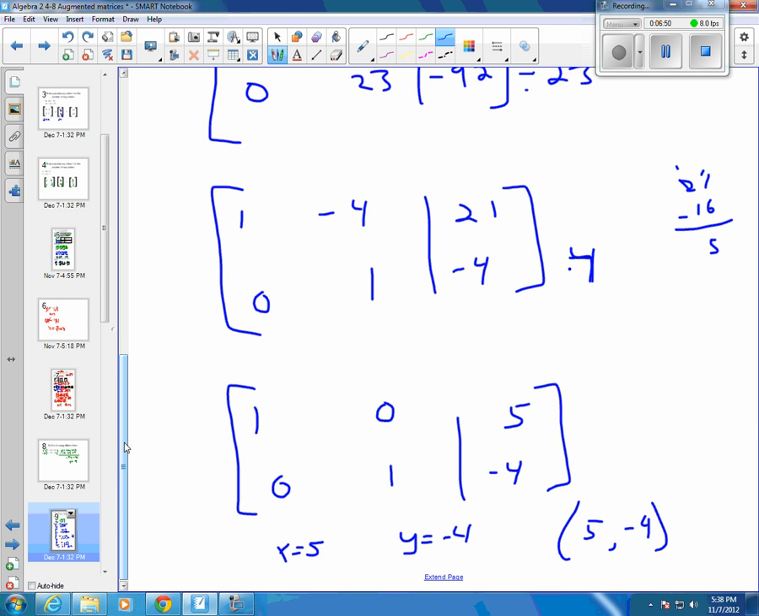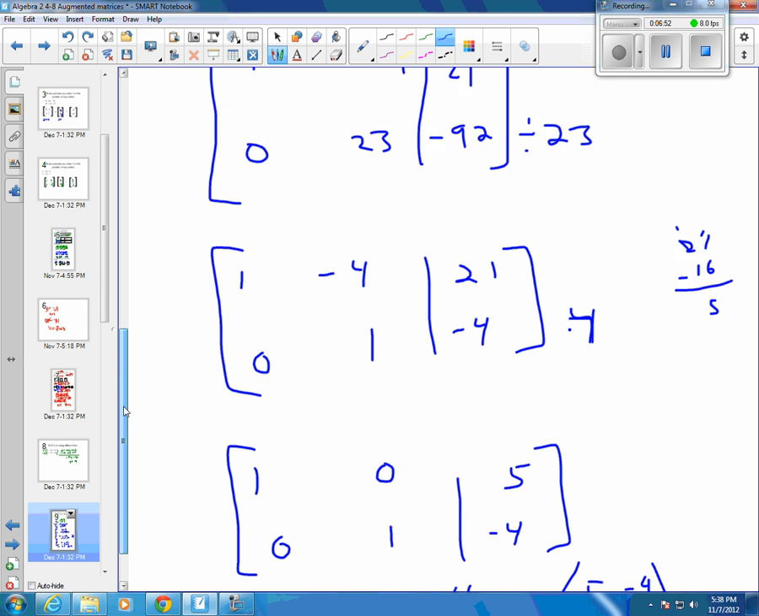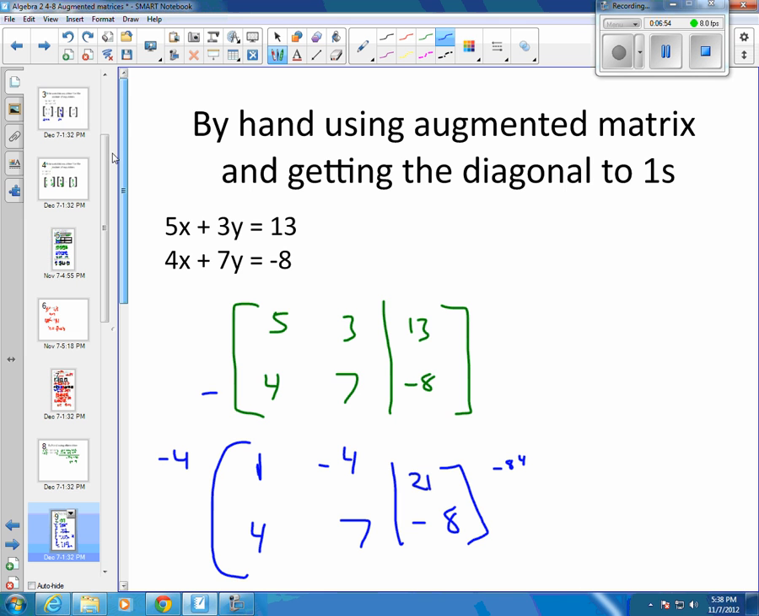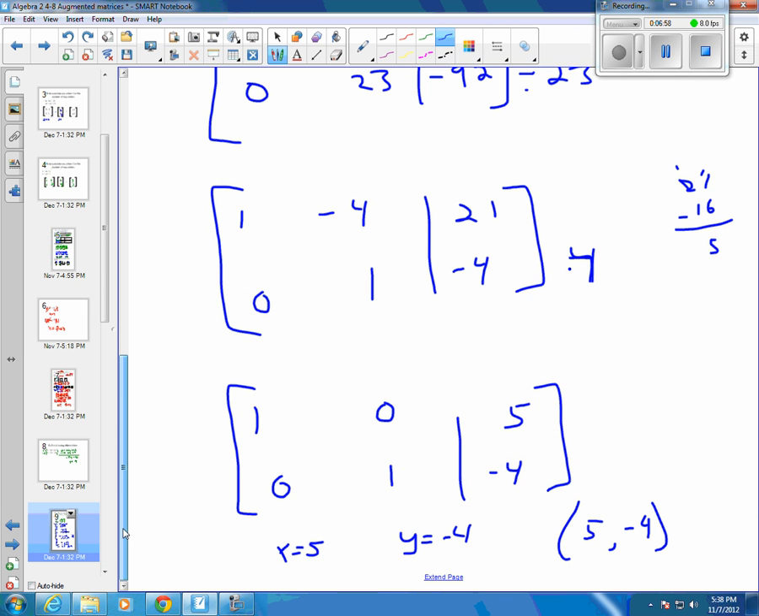No, I did not expect you to get really good at this right away. Just another method to use. You might want to look at it a couple times, see if you can understand it. Really slick way, and this is kind of what the calculator is going to do behind the scenes when I show you the calculator way.